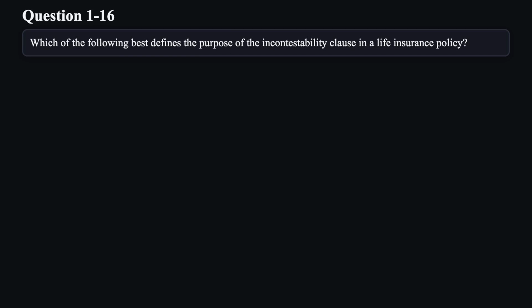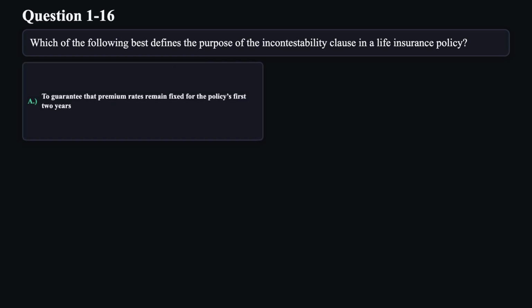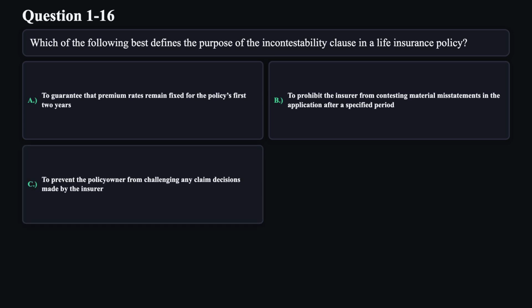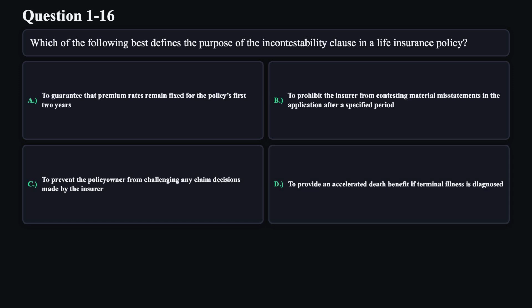Question 16. Which of the following best defines the purpose of the incontestability clause in a life insurance policy? A. To guarantee that premium rates remain fixed for the policy's first 2 years. B. To prohibit the insurer from contesting material misstatements in the application after a specified period. C. To prevent the policy owner from challenging any claim decisions made by the insurer. D. To provide an accelerated death benefit if terminal illness is diagnosed.